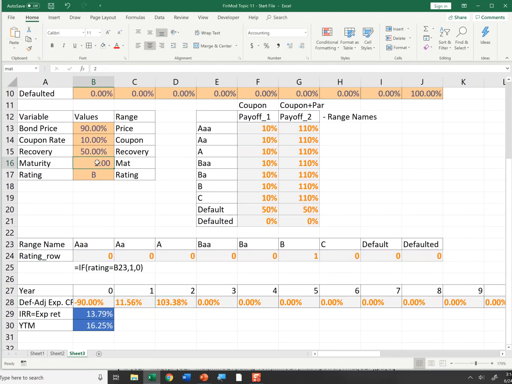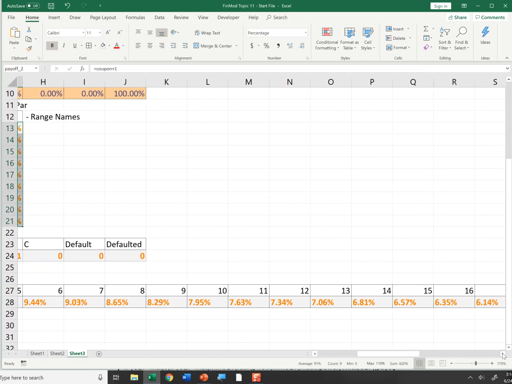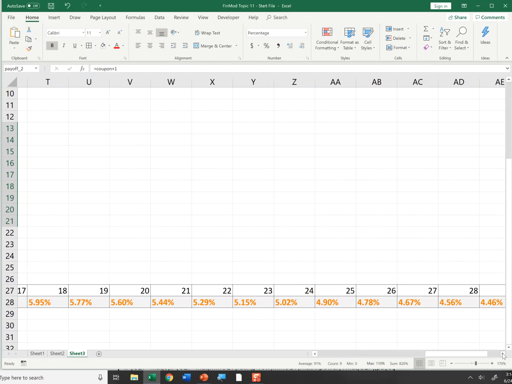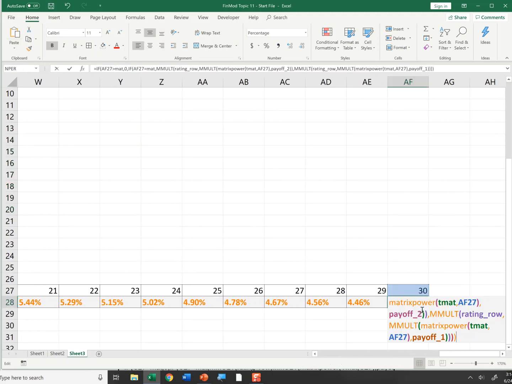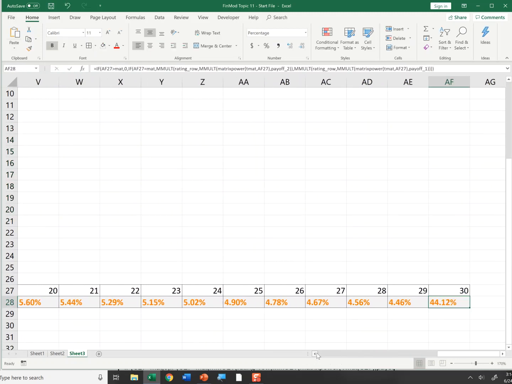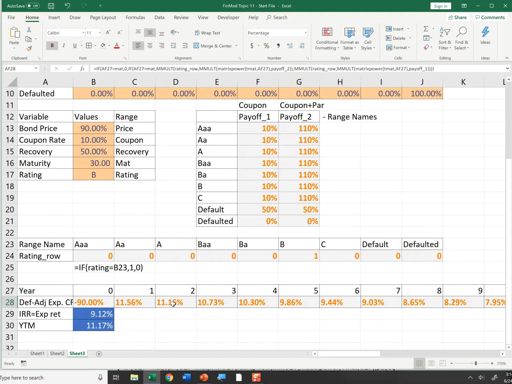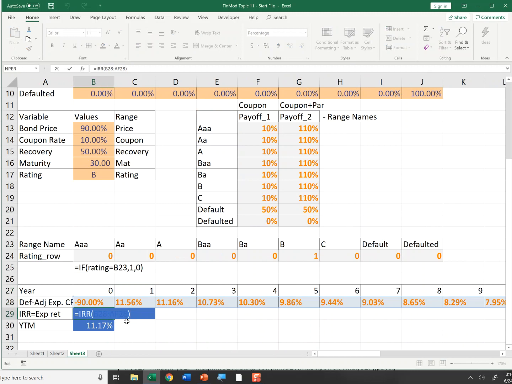So if we make this a 30-year bond, it's going to use this one. So this 30-year bond, the 30-year cash flow, you'll see it's a little bit bigger. It uses the final payoffs. So these are all the expected cash flows as a percentage of par, and then the default adjusted bond return is simply the IRR of the cash flows.